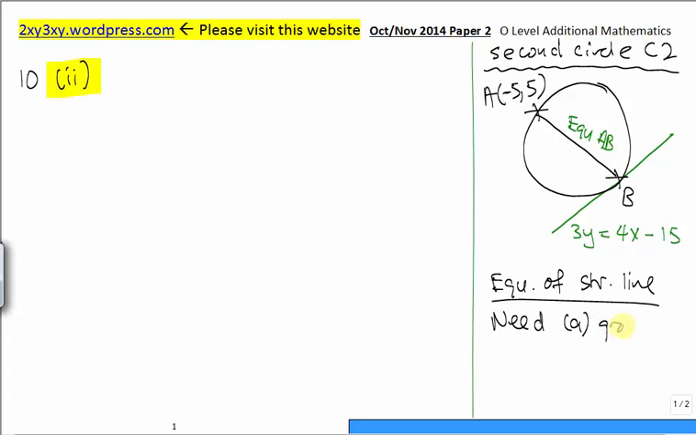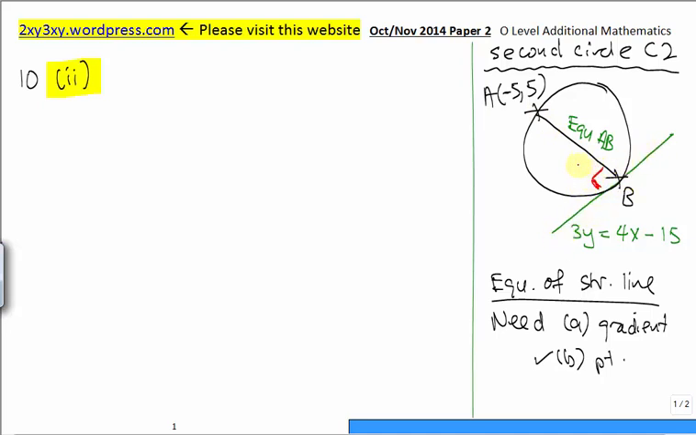First is the gradient. Second is a point. And for this case, we know the coordinate A, so we use A as a point. For the gradient of this straight line, we don't know it. But we know that this is 90 degrees because this is a diameter and this is a tangent to the circle. So this is 90 degrees.